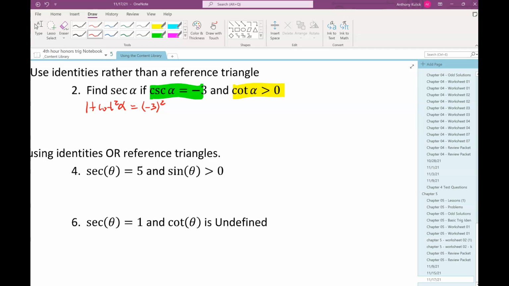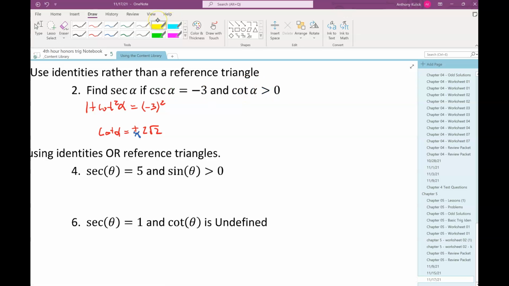Negative 3 squared is 9. Subtract 1 from both sides. Cotangent squared is equal to 8. Square root both sides. Cotangent is plus or minus 2 root 2. That's the square root of 8 that I just simplified. And since I know that cotangent is positive, I can disregard the negative on the plus or minus. So cotangent is just going to be 2 root 2. Cool so far? All right.